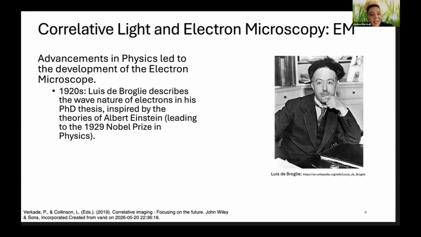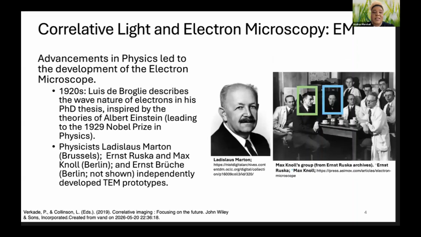Even though he wasn't really interested in the application of that knowledge, there were many people at the time who were. Physicists such as Martin, who was in Brussels, Ernst Ruska and Max Knoll, who were in Berlin, as well as Ernst Bruche, who was also in Berlin, independently developed TEM prototypes.